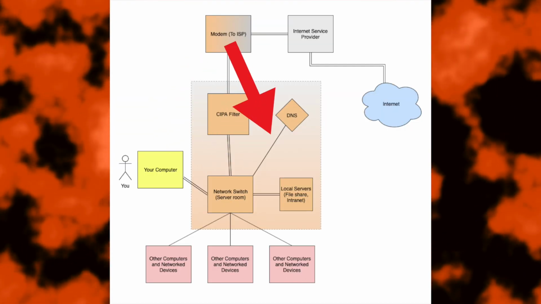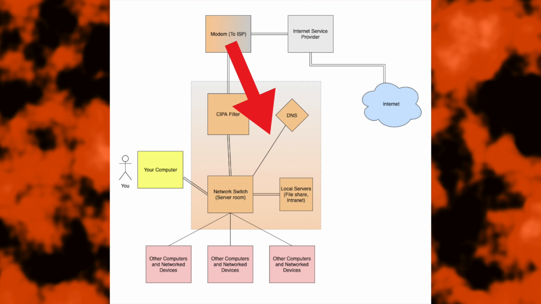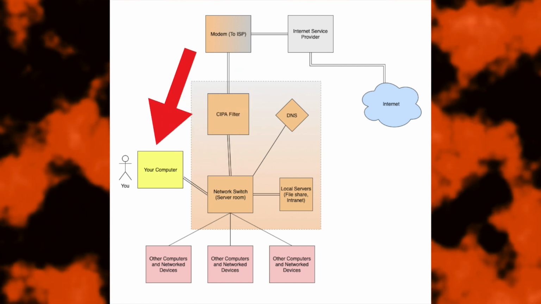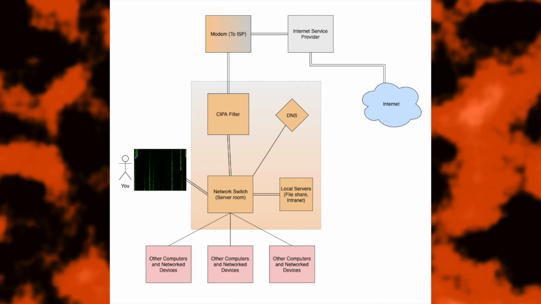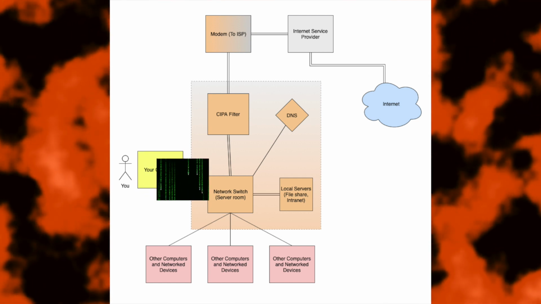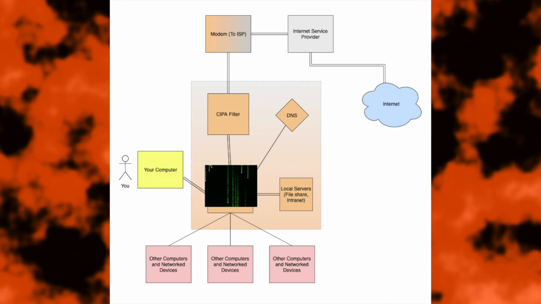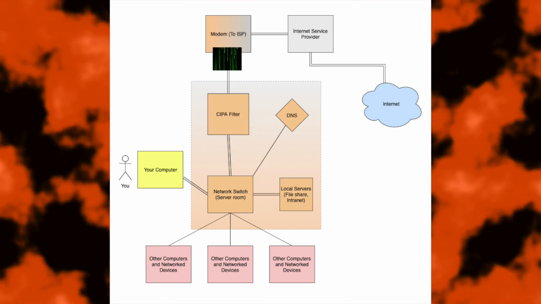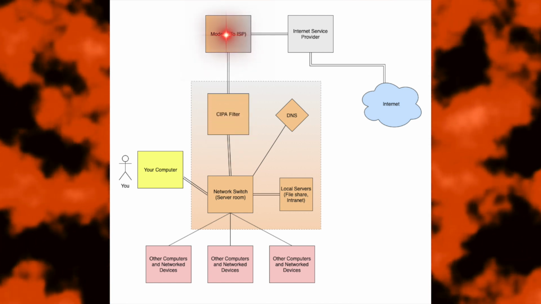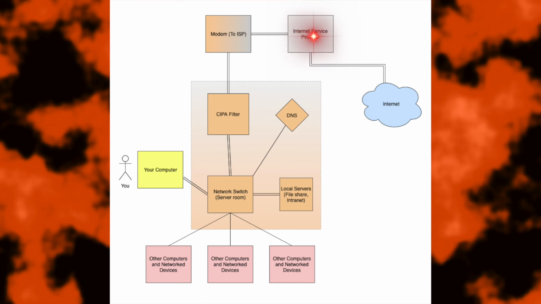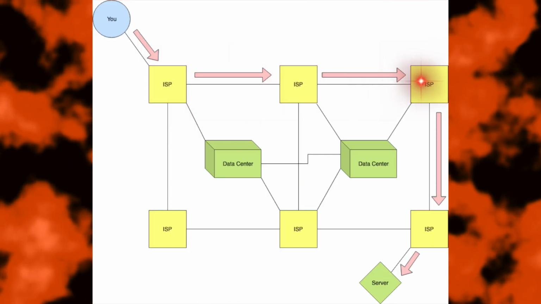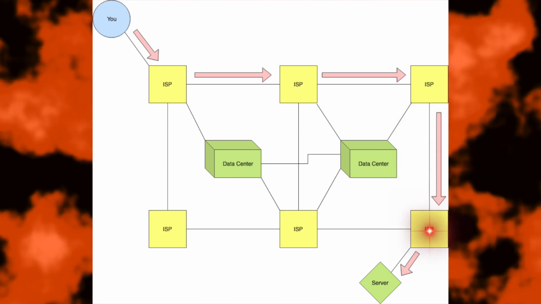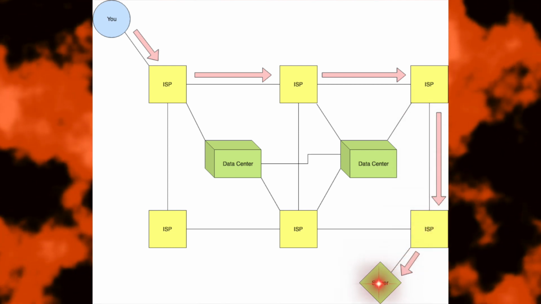So to recap, first, your browser asks the DNS for an IP address. Next, the DNS gives the browser the IP address. The browser uses that IP address to create a packet. Your computer sends the packet to the switch. The switch passes it through SIPA to the modem. The modem sends it to the ISP. The ISP sends it to a closer node, which sends it to another node, which sends it to another node, and the message finally makes its way to the server.